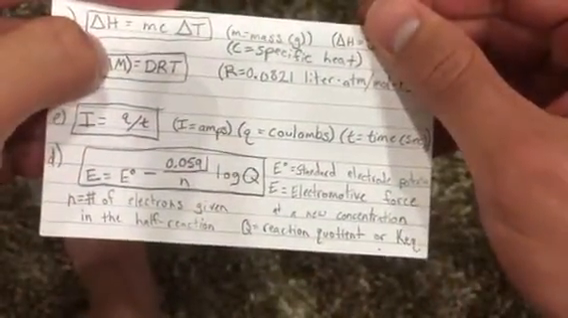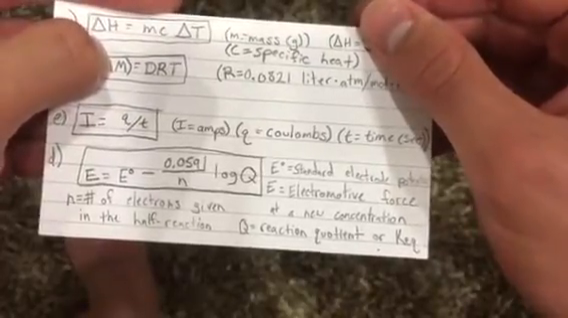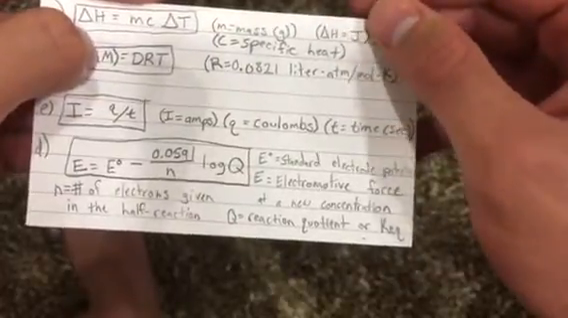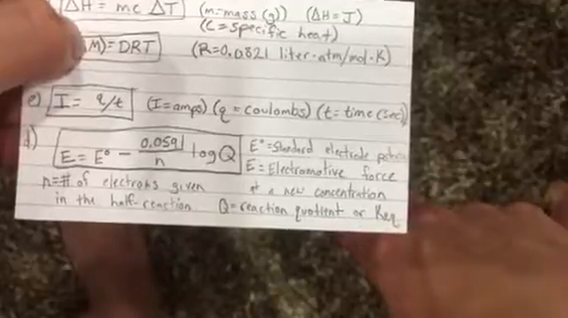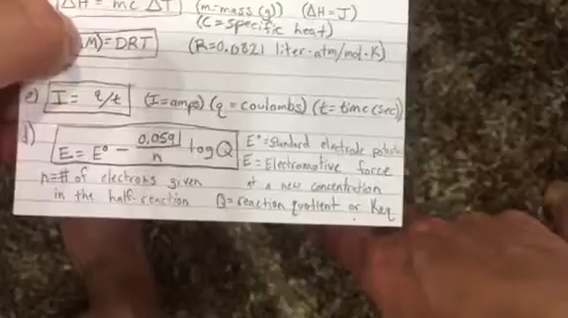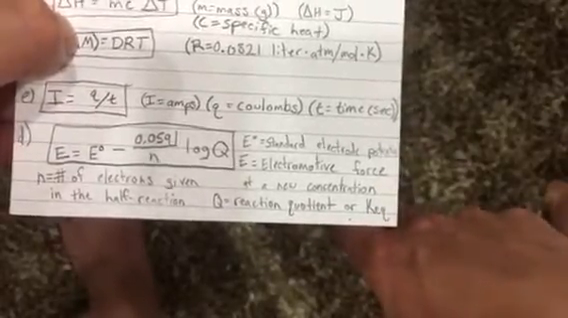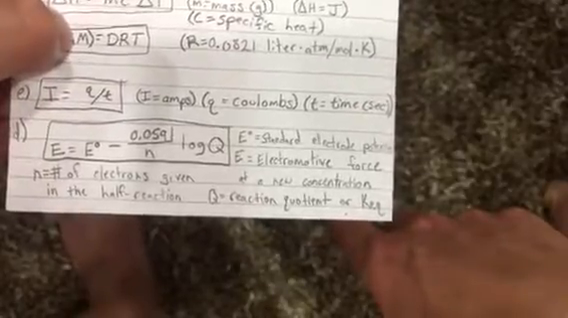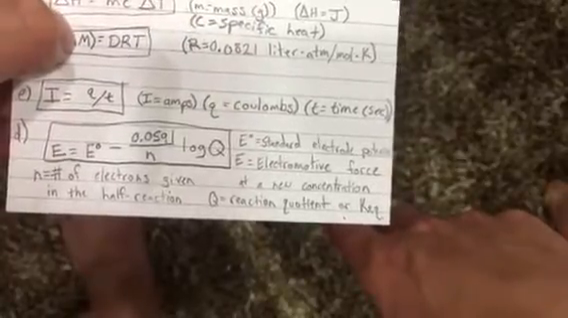Okay, this next equation is the standard electrode potential. It's E equals E naught minus 0.0591 divided by n log Q. The n is equal to the number of electrons given in the half reaction. E naught is the standard electrode potential. Electromotive force is E at a new concentration, and then Q is the reaction quotient.